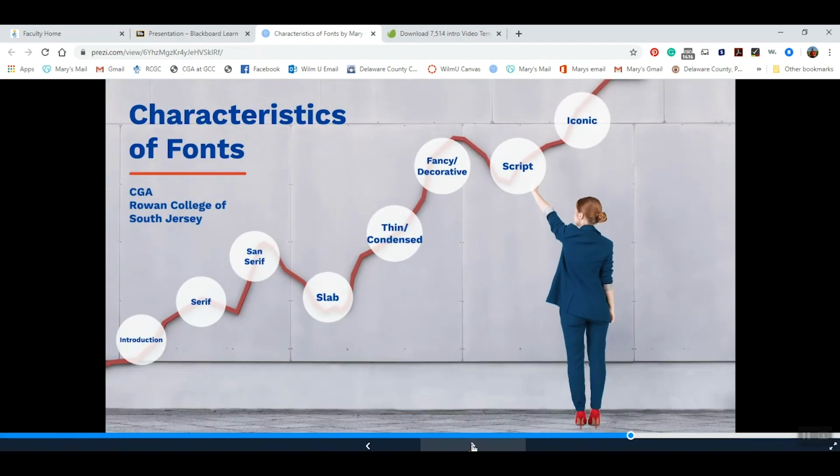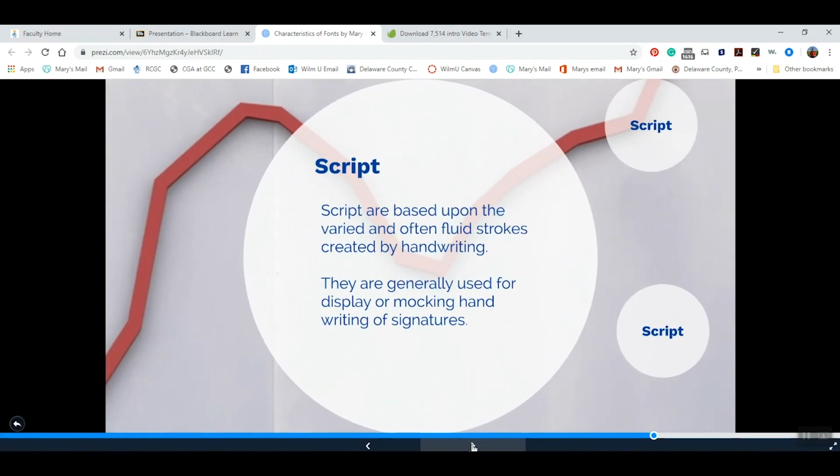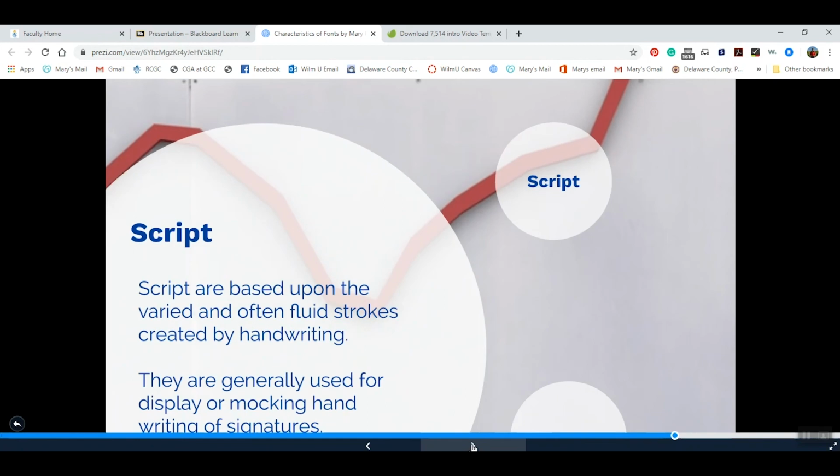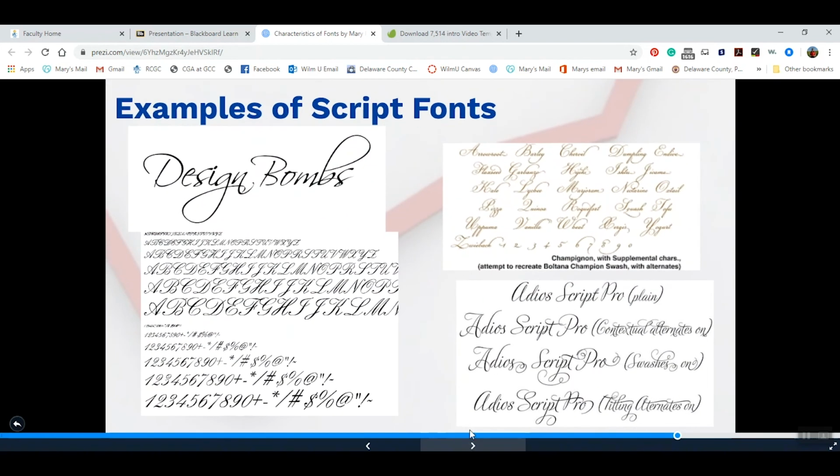The next category of font is called script fonts. And script fonts basically look like handwriting or calligraphy. So it's mocking the handwriting of signatures or calligraphy. So here are some examples. Obviously this looks very, very much like someone wrote it.